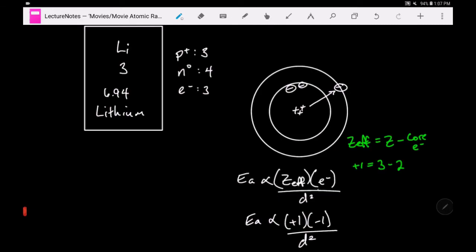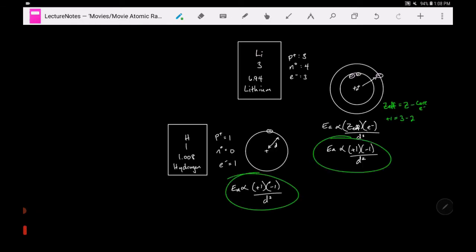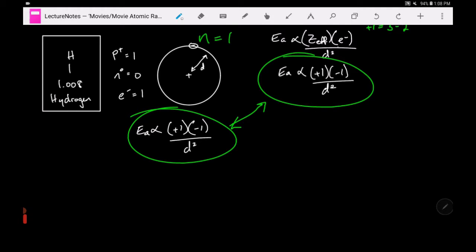Would this have the same atomic radius as a hydrogen atom? Don't they have the same equation here? But the difference is the lithium atom has valence electrons in the second energy level, where the hydrogen atom has valence electrons in the first energy level. So how are these related? The hydrogen atom is smaller than the lithium atom because the hydrogen atom has valence electrons in the first energy level and the lithium atom has valence electrons in the second energy level. So the more energy levels you add, the larger the atomic radius.